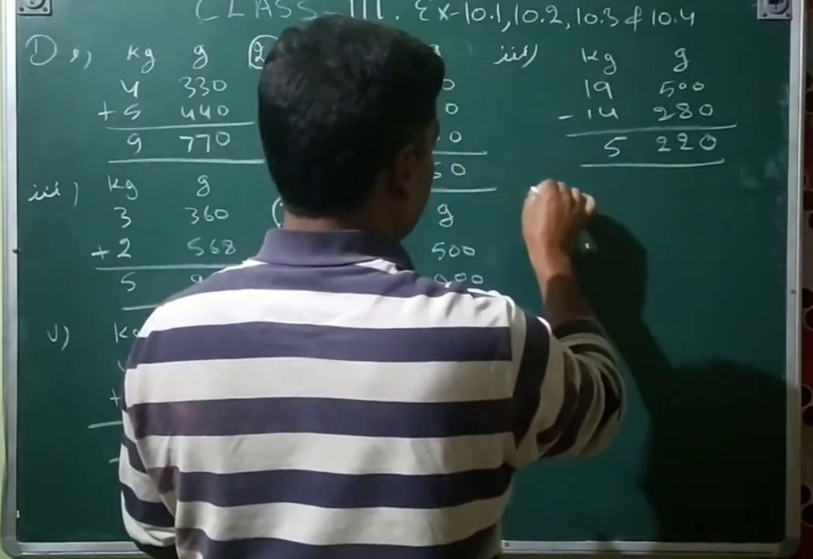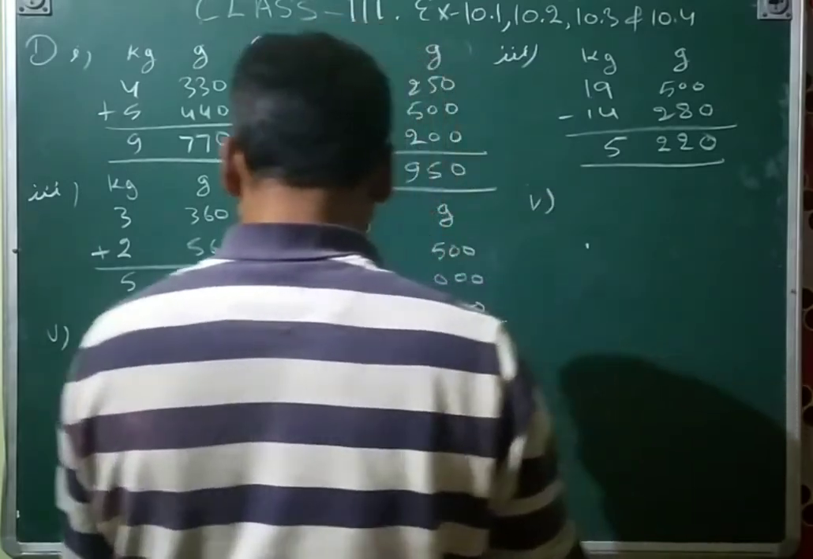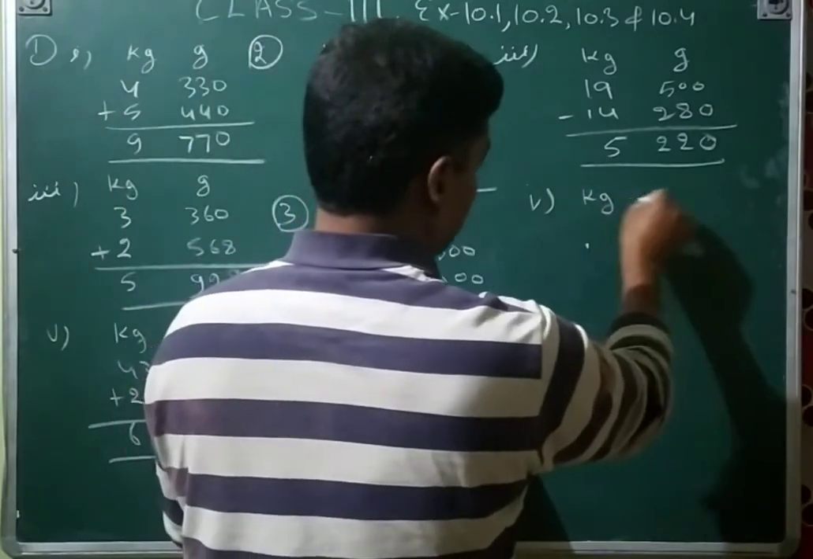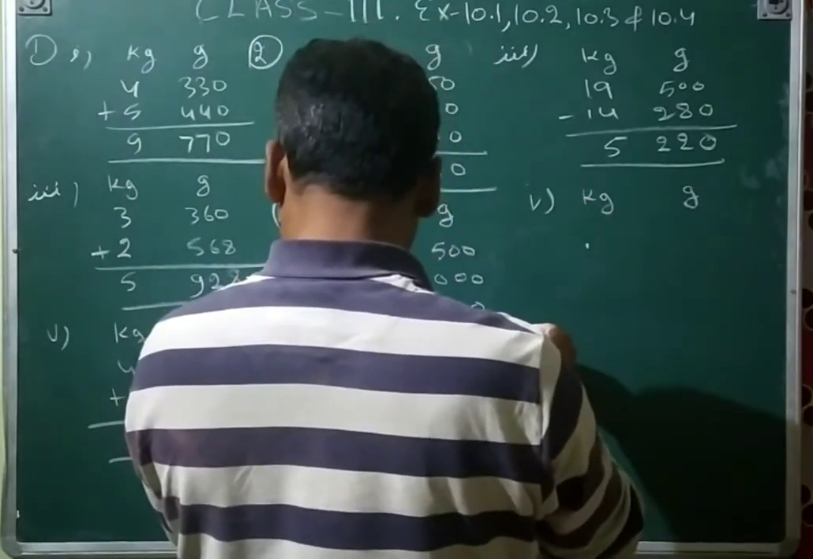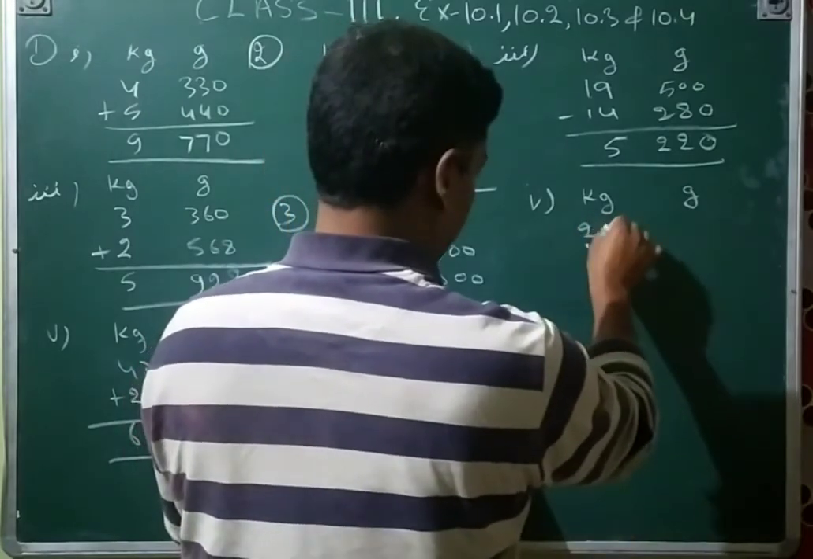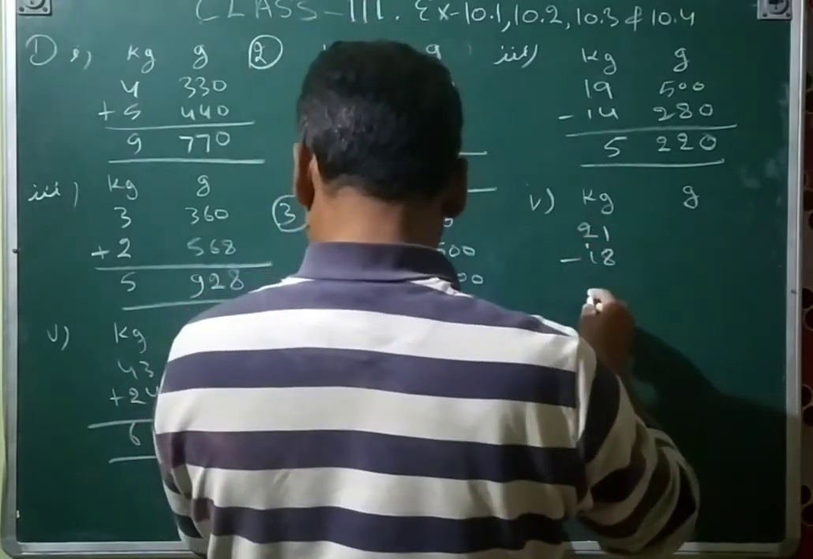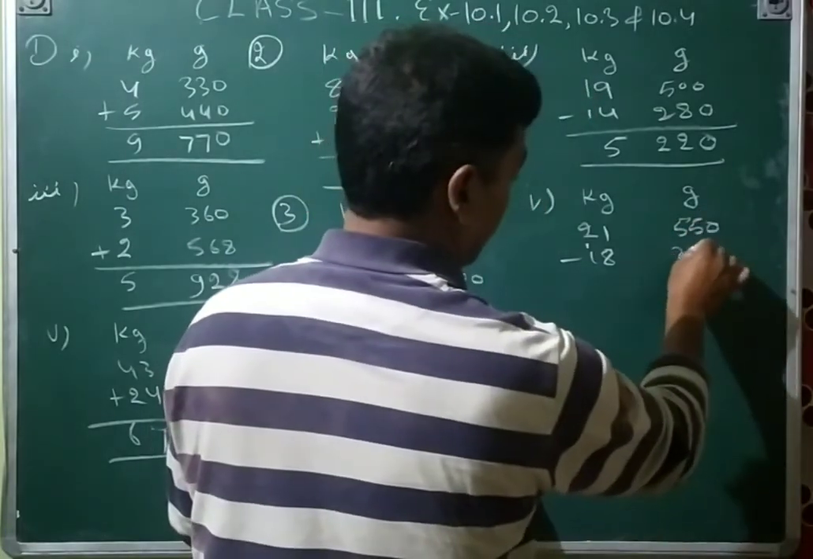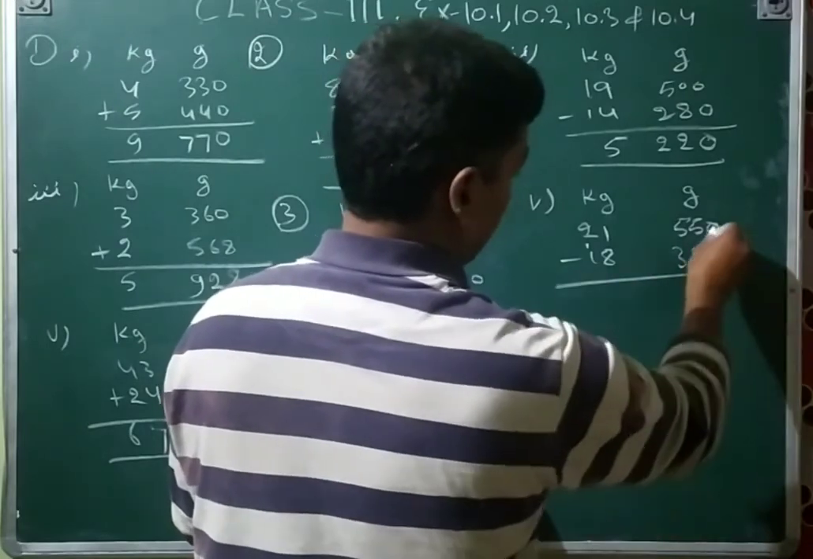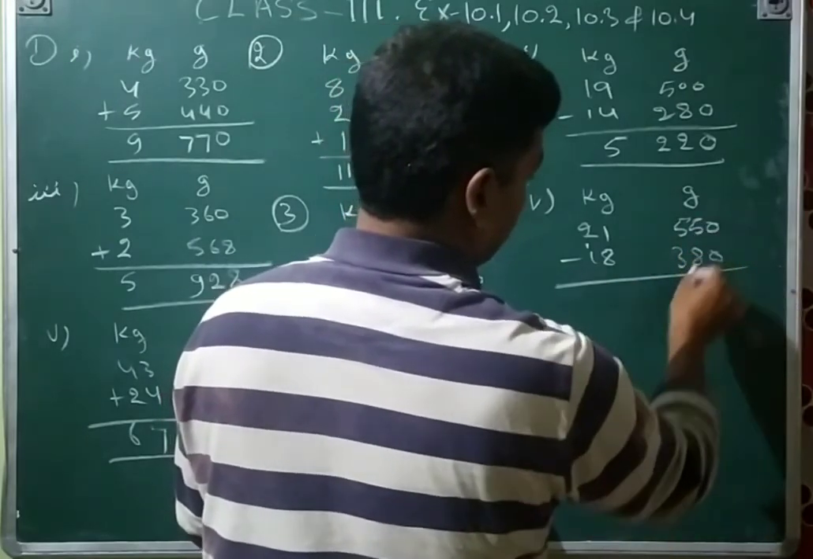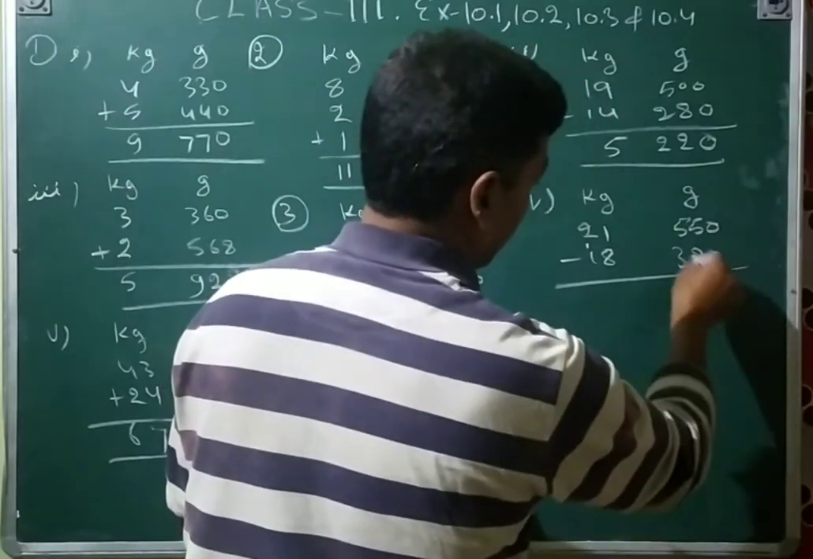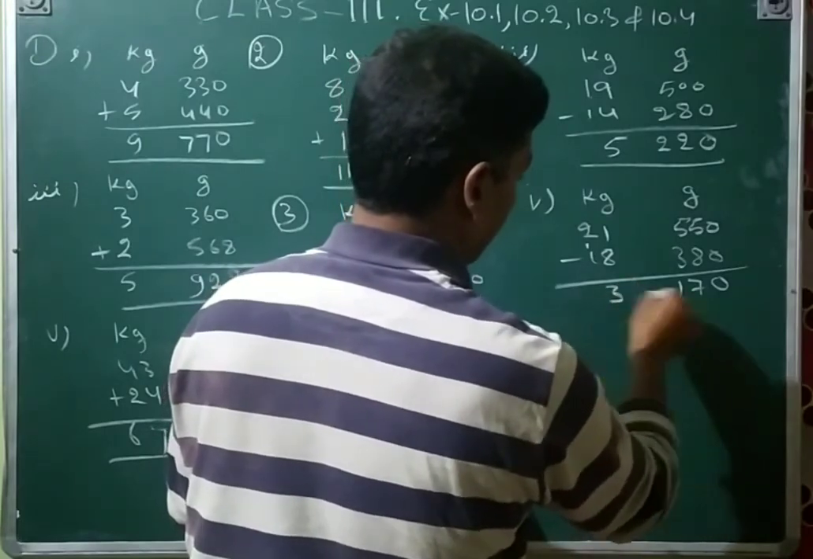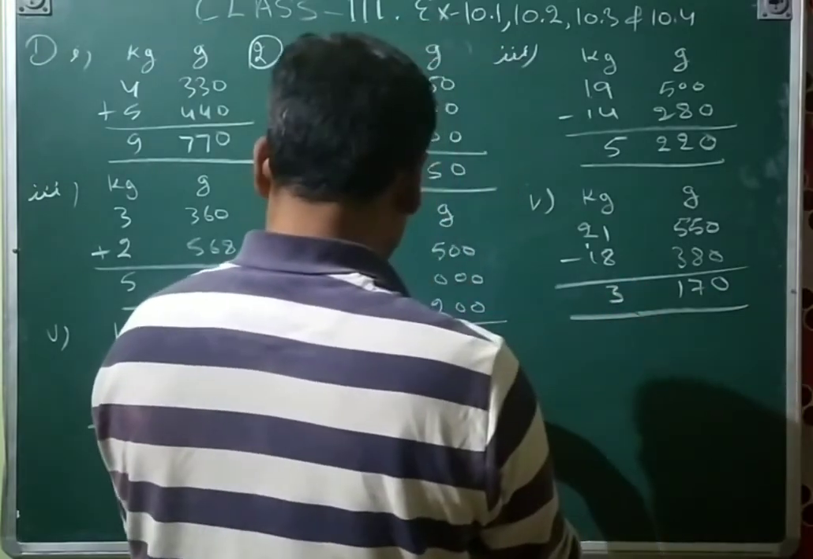And then the fifth part, kg and gram. That is 21 kg 550 gram and 18 kg 380 gram. So 0 less 0 is 0, 15 less 8 is 7, 4 less 3 is 1, 11 less 8 is 3. That is the second question.